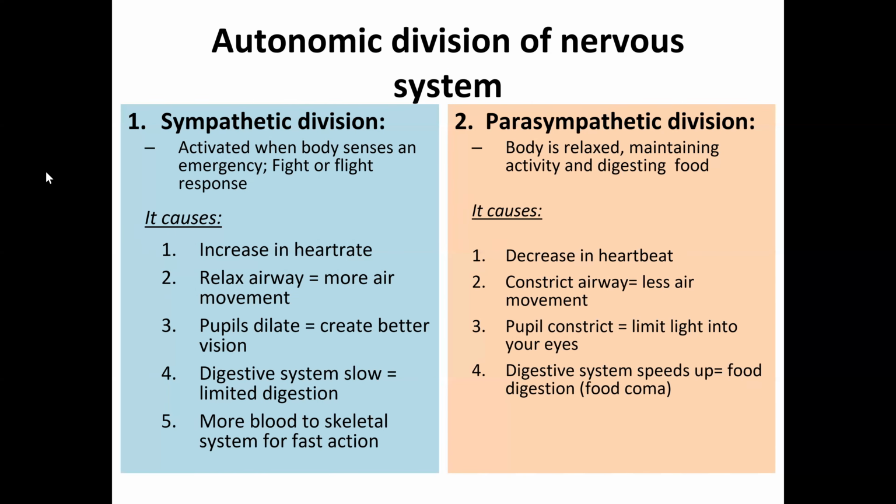So what is the difference between sympathetic and parasympathetic division? So we already said sympathetic is called fight or flight response. So it's activated when body senses an emergency, right? Fight or flight response. So it causes increase in heart rate. So of course, if you have an emergency, it doesn't necessarily have to be something that threatens your life, it can be just you go to a gym and you exercise, right? Something that's activity of your body. And you know, when you exercise, what happens? Your heart rate increases. It relaxes airways, so more air can move inside your lungs.